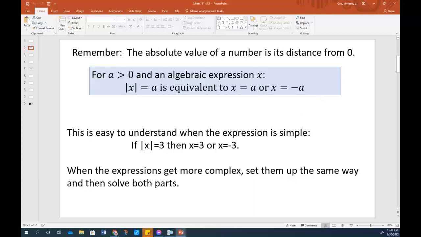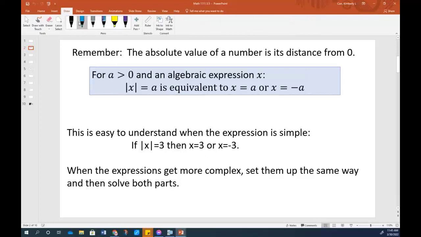When we only have an x, we only have one particular value. This is pretty easy. If the absolute value of x is 3, then either x is 3 or x is negative 3. Expressions inside of the absolute value can get a little bit more complex. So what you have to do is remember to set them up exactly the same way, even if you don't see it ahead of time.